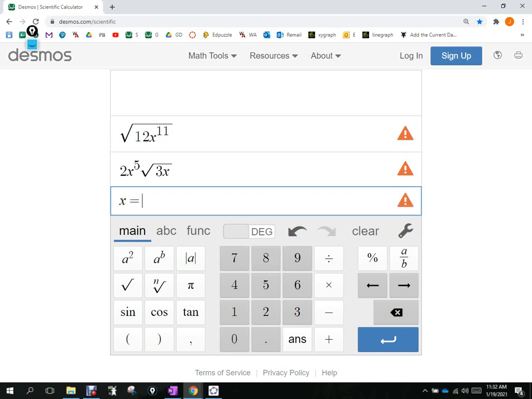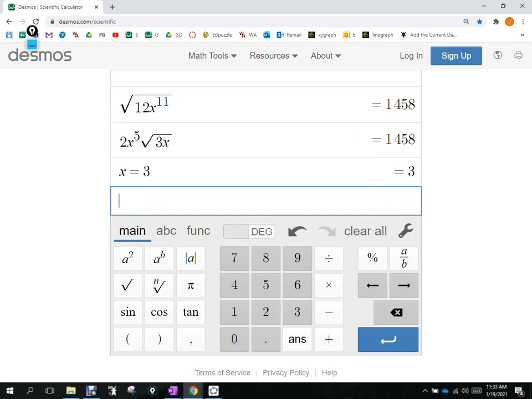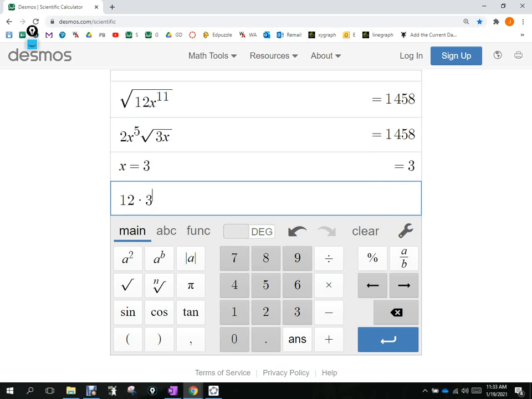Everybody but Austin. 3. Okay, so if I put 3 in, does that give me these two numbers to be the same? That tells me that these two things are the same. If I plug 31 in, are these two numbers the same? So that means these two things are the same. When I plug 3 in, really what I'm plugging in underneath that first radical is 12 times 3 to the 11th. We're actually taking the square root of that number right there.